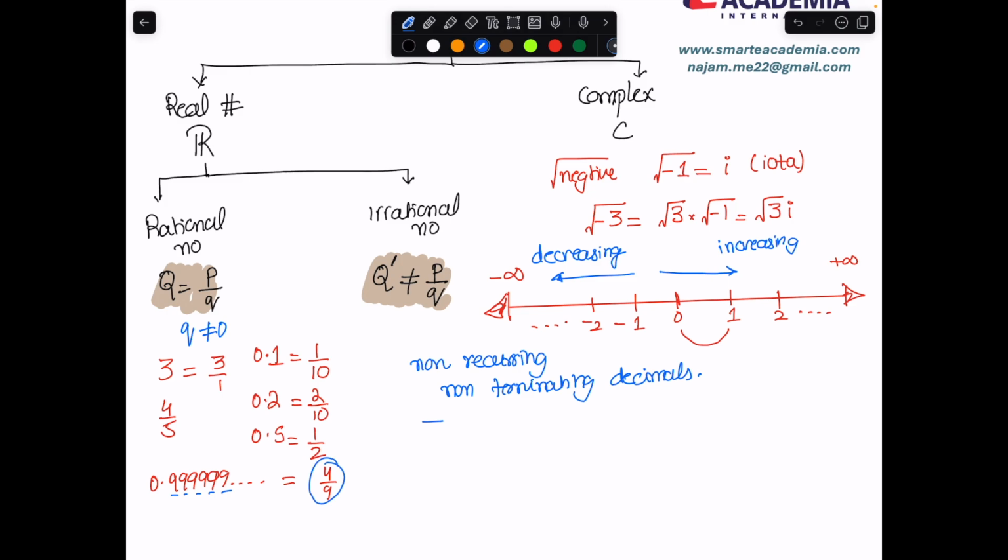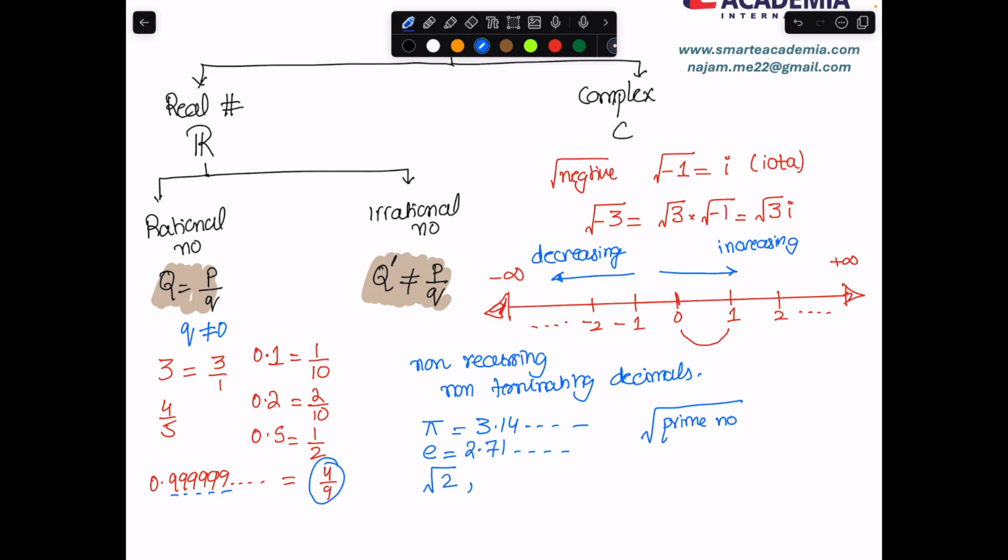So we know that pi is a very famous number, which is equal to 3.14 and so on. Similarly, e is another irrational number, which is 2.71, and keeps on going without any recurring aspect to it. Similarly, roots of the prime numbers are all irrational numbers, because you would see that they are non-recurring and non-terminating.